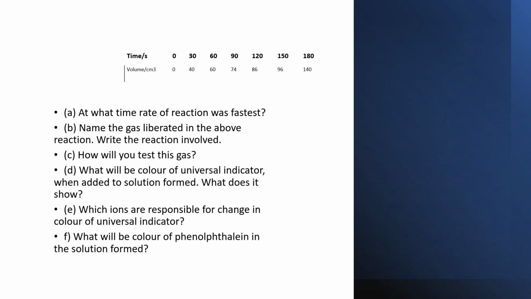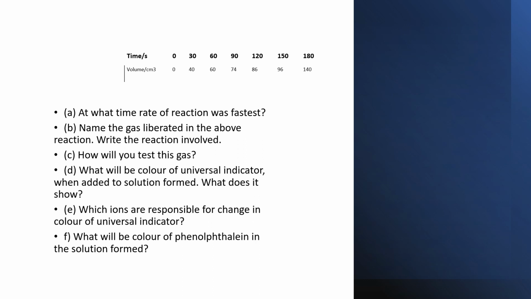Initially, at time 0, the volume of gas liberated is 0, and after the completion of 30 seconds, you can see 40 cm cube of gas is liberated or evolved, right? So at what time was the rate of reaction fastest? Here 40 plus 20 is 60, 60 plus 14 is 74, right? So the rate of reaction was fastest at 30 seconds. Clear?